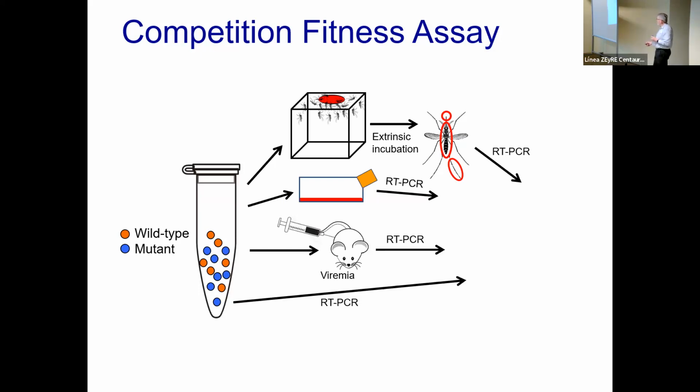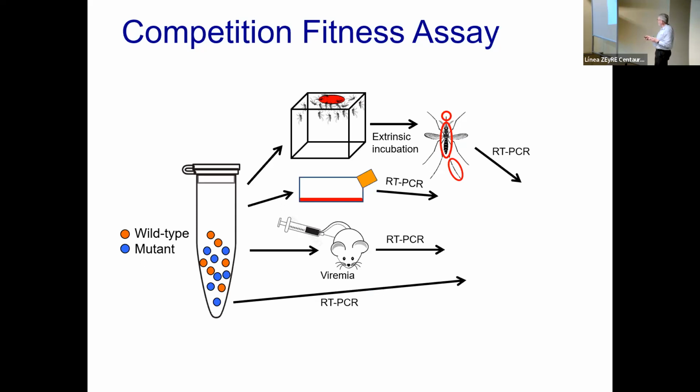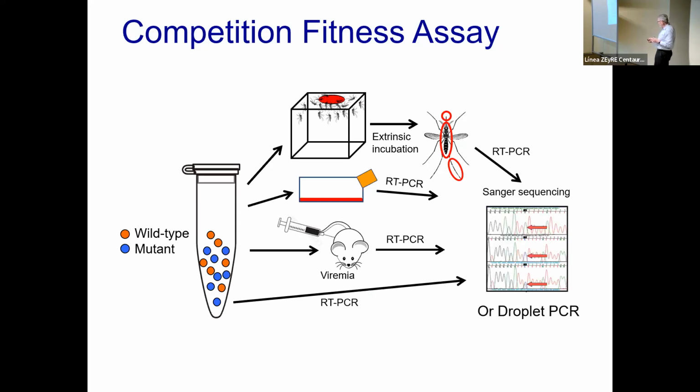And then we take the original mixture of virus and we do an RT-PCR amplification of the region, including that single mutation. And then we take the harvests of any of these systems, do the same RT-PCR, and we take the amplicons from all of these sequences and we either analyze them with Sanger sequencing or more recently we use digital droplet PCR. And that allows us to quantify the genetic ratio here versus here, for example, to see which virus has won the competition. And this is very quantitative.